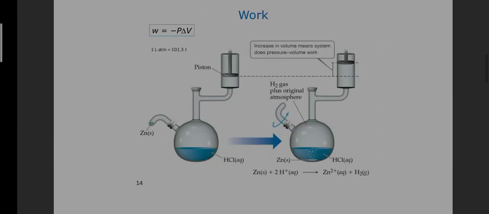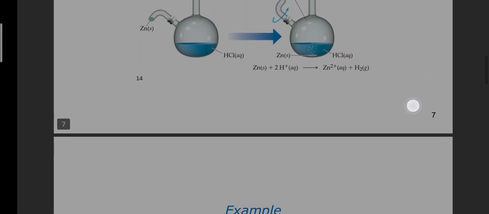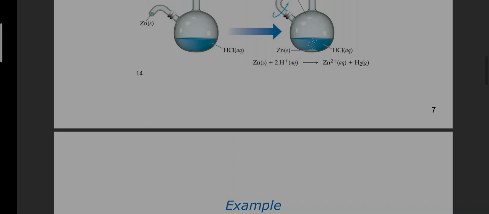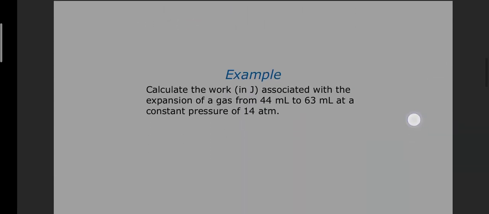This is the diagram shown to explain work, in which a vessel is taken in which zinc solid is present. Then it is discharged in HCl aqueous. It also has a piston and H2 gas plus the external atmosphere, where Zn solid plus 2H+ gives Zn2+ plus hydrogen gas.